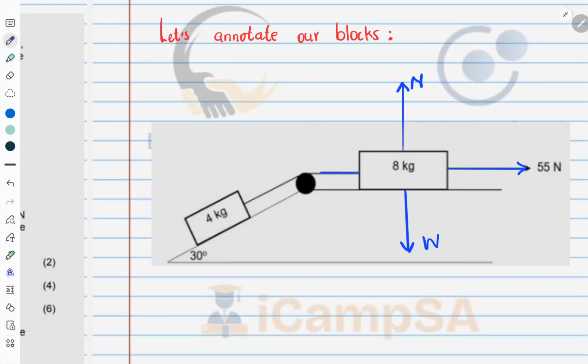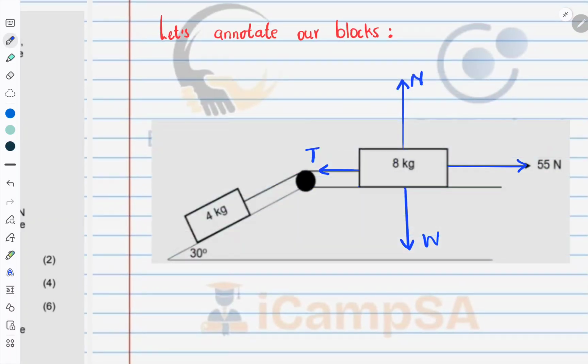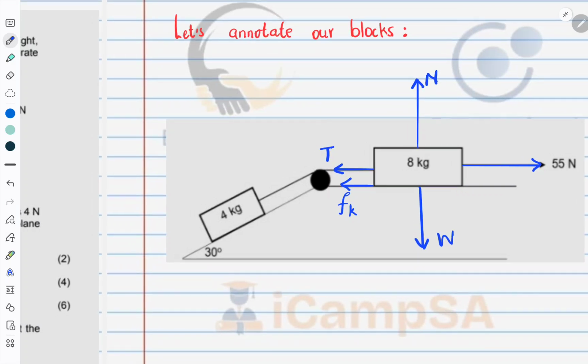The 55. Then you have a tension due to the rope, and then you have your frictional force as well, which is opposing the motion of this block. So the motion is going that way, and the frictional force is going to be that way. Okay, we can draw it. Let me draw it here at the bottom. That's my FK. Right, so we're done with the first block. It's every force that we need.